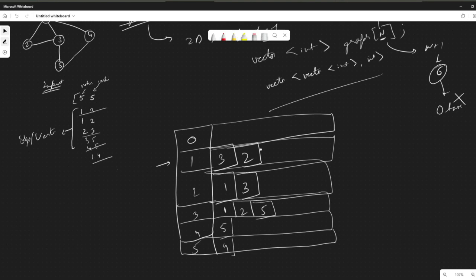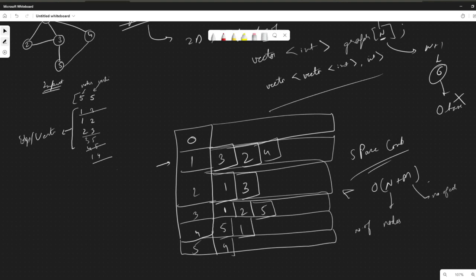Now in 1 we have to push 4, and in 4 we have to push 1. So now we can see what the space complexity of this adjacency list is. It is basically big O of n plus m. What is n? n is the number of nodes, and m is the number of edges.